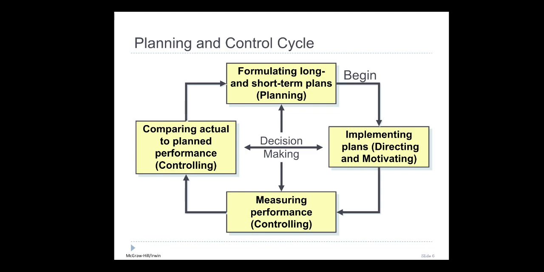Okay, those are the activities of managers. So remember, management accounting provides information to help managers do these activities. The main information that can be used by managers to do these activities is the budget. Budget can be used when the manager does the planning, also when the manager does the directing and motivating. Also, budget can be used when the manager does the controlling activity.